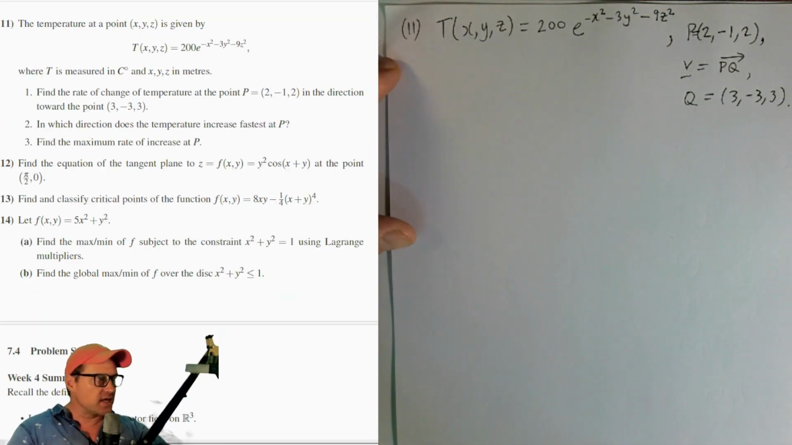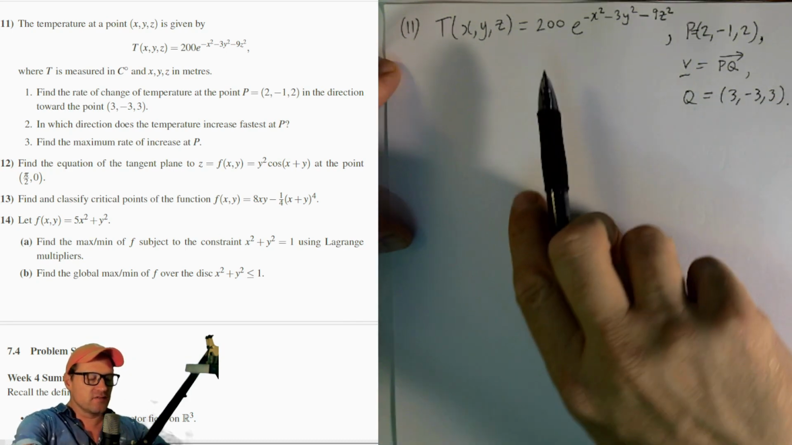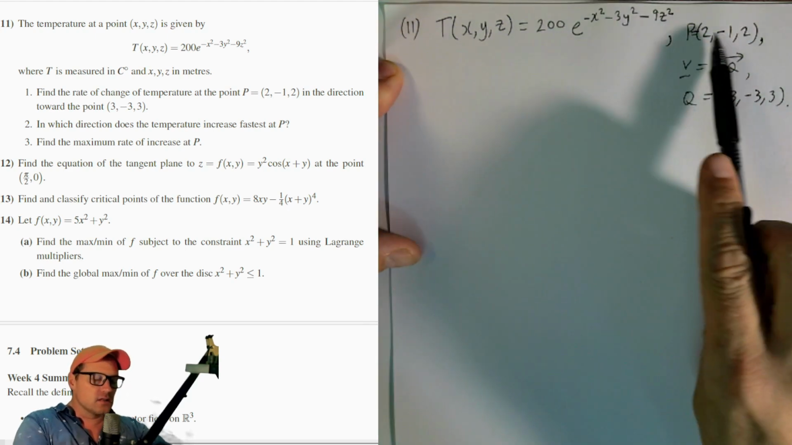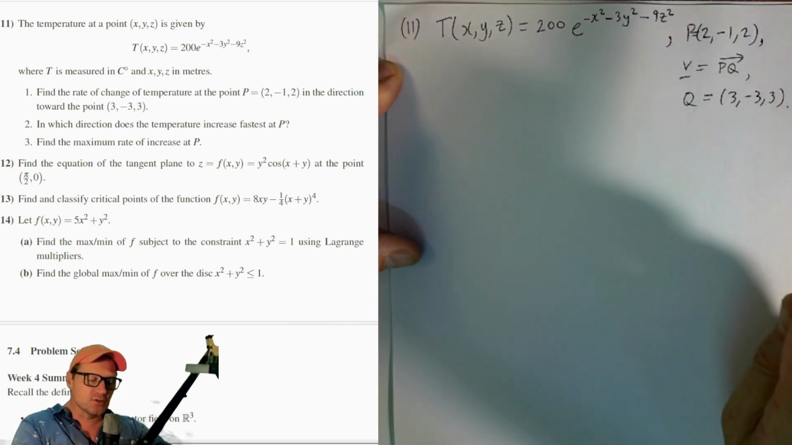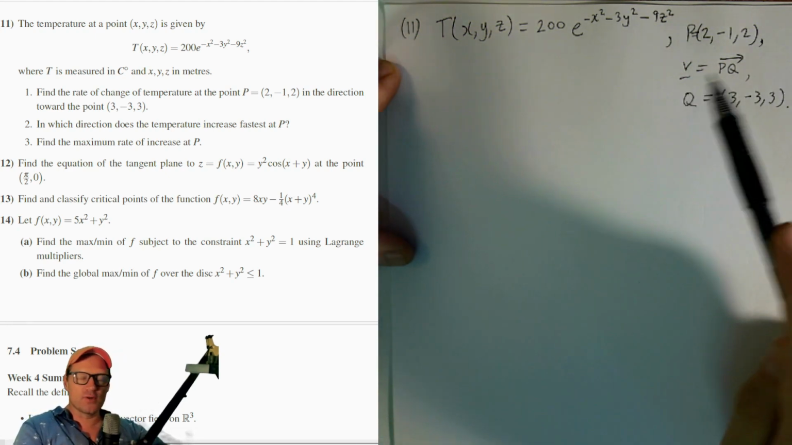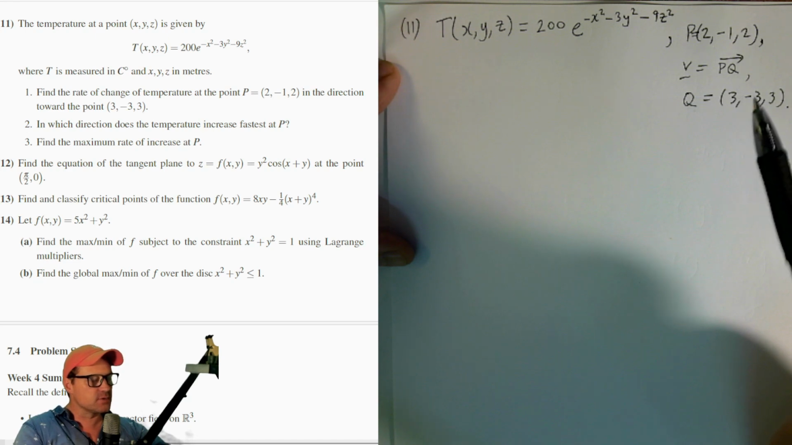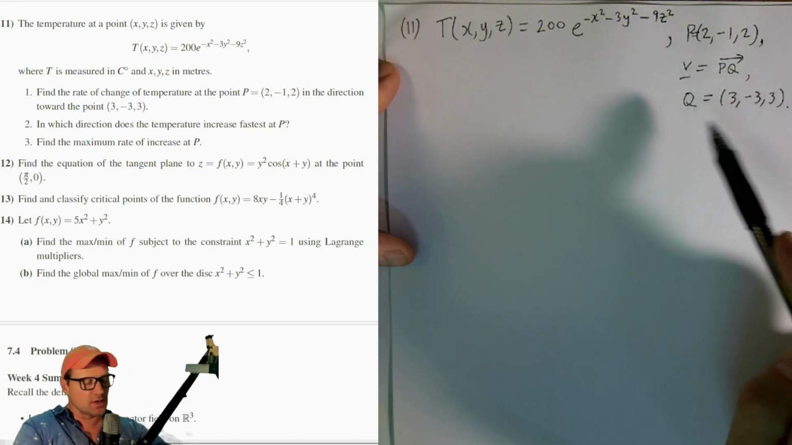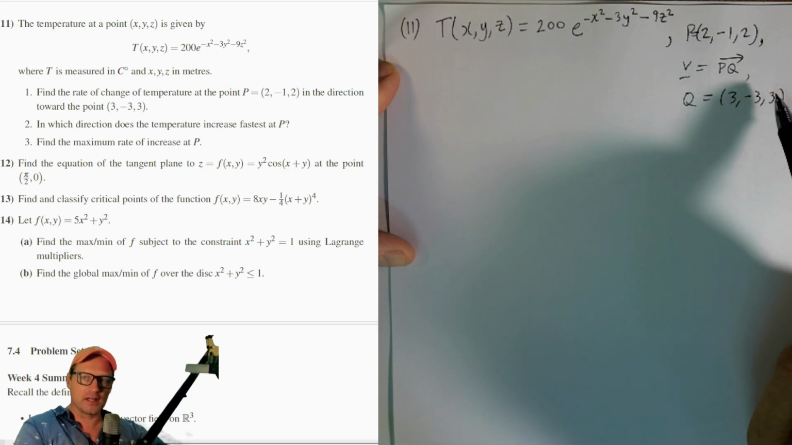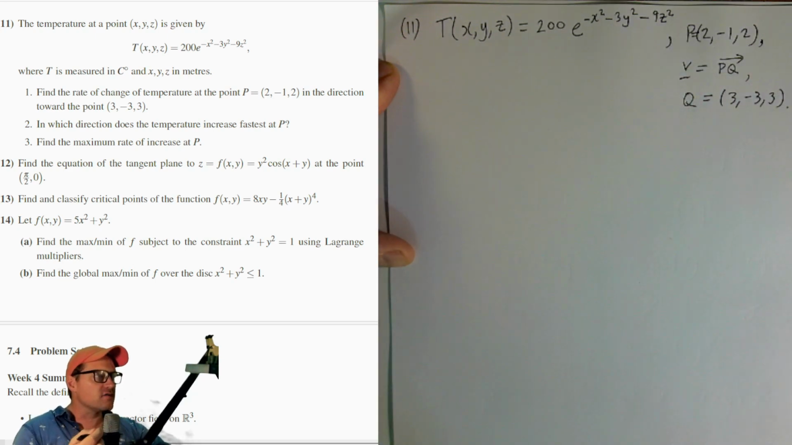All right, question 11. We have the temperature at a point x, y, z given by 200 e to the power of this function of x, y, and z. The point P is 2, minus 1, 2, and then we have a vector. Now let's read this carefully: at the point P in the direction towards the vector 3, minus 3, 3. So that's the vector PQ, where Q is 3, minus 3, 3. We need to take some care when it comes to calculating that vector. So part 1: find the rate of change of temperature at the point P in the direction towards that point Q.